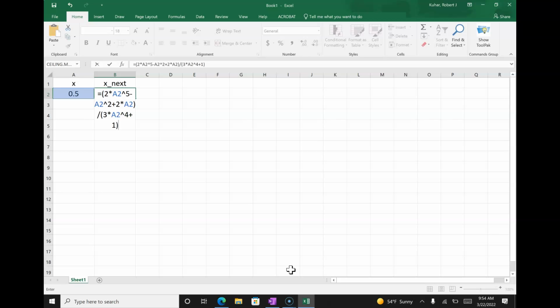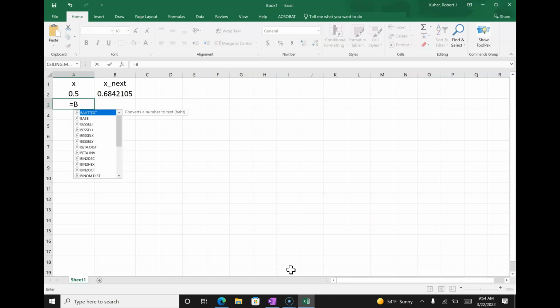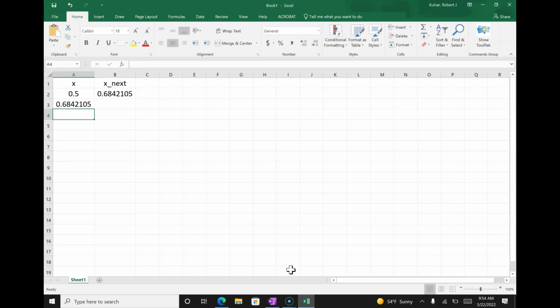Nice. Enter. 0.68. I know the answer was closer to 0.7, right? But what I'm going to do is take this entry in B2 and put it in A3. So I write equals B2. And it's going to copy that answer to my X column, because what am I going to do? Repeat the process with that new X.